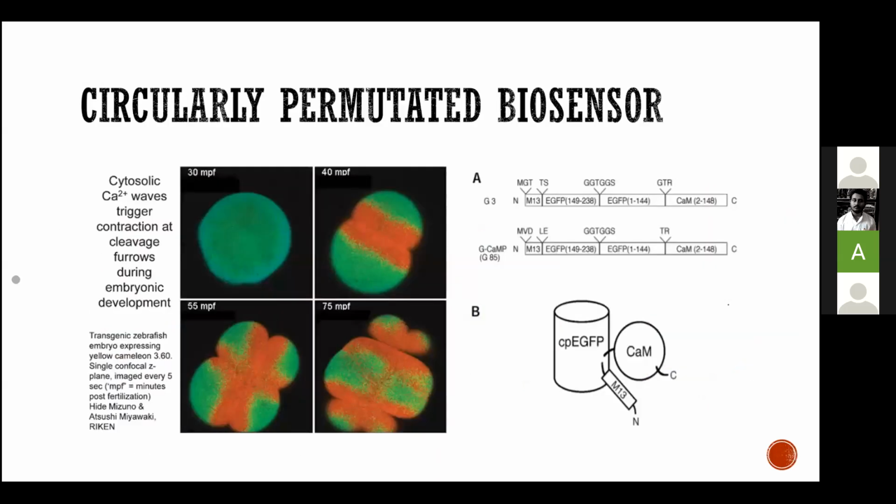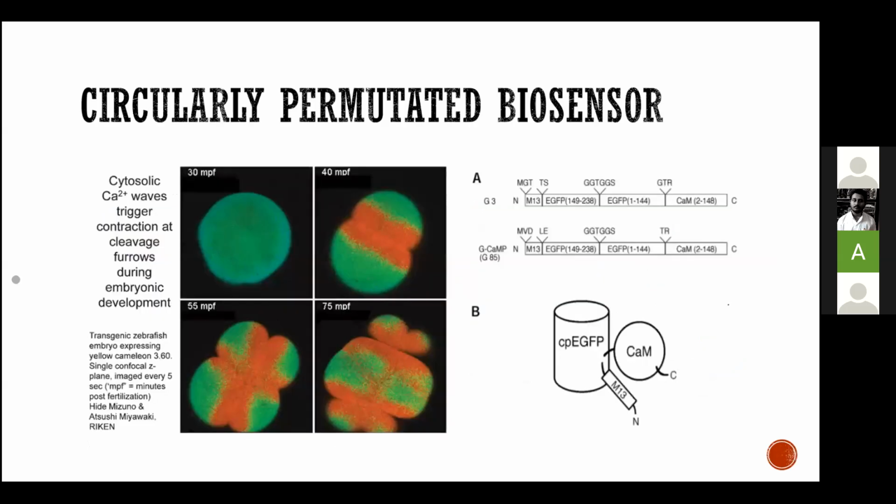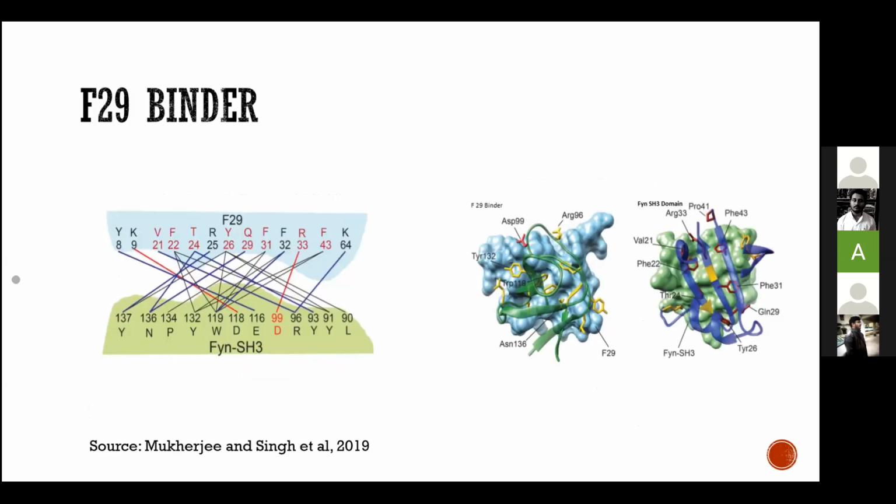Sorry, I didn't get the motivation for the circular permuted biosensors. I want to know a little bit about the F29 binder part. Can you please move on to that slide? This one.